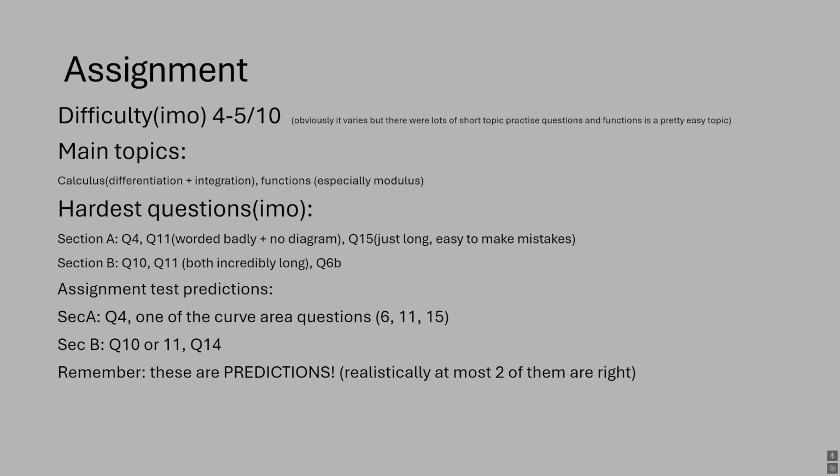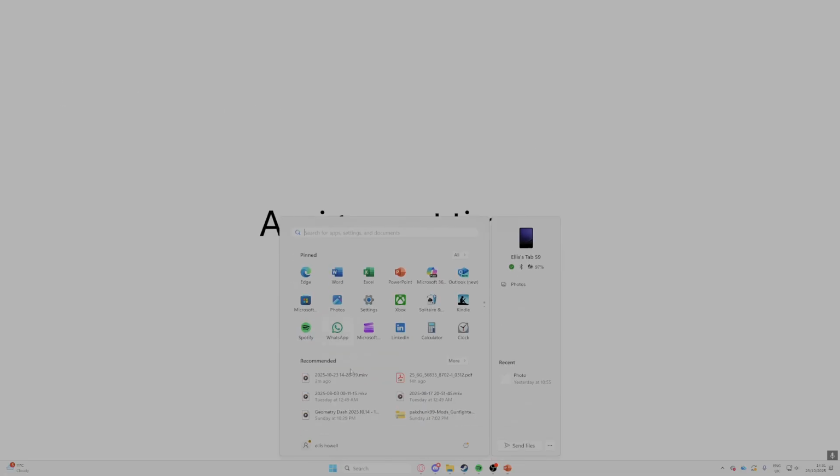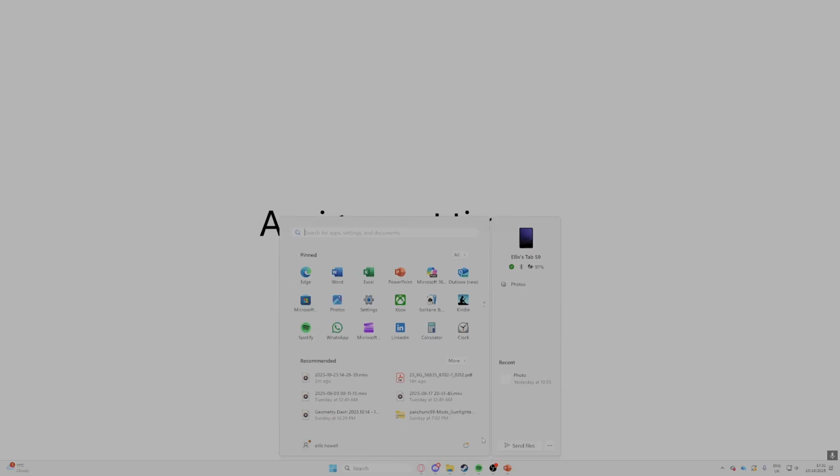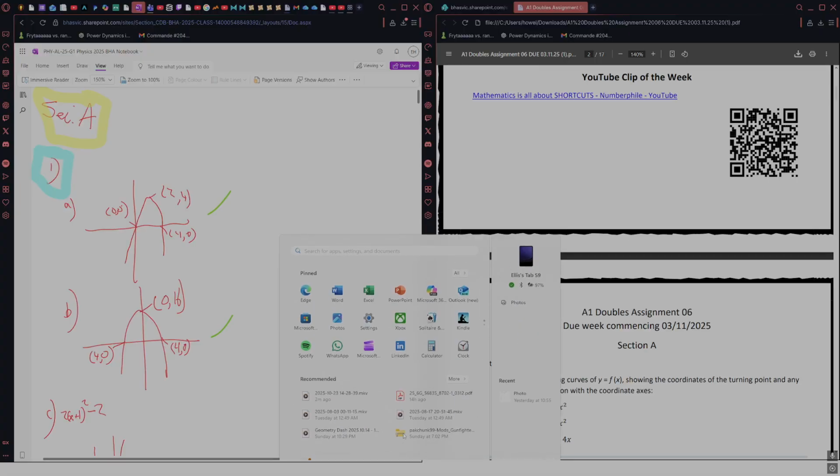But anyway, let's do the main part, which is going through the assignment. If you're doing single maths, then it doesn't hurt to look through the assignment on the topics you've already done. But let's just get into it. So we're going to get the assignment up here.